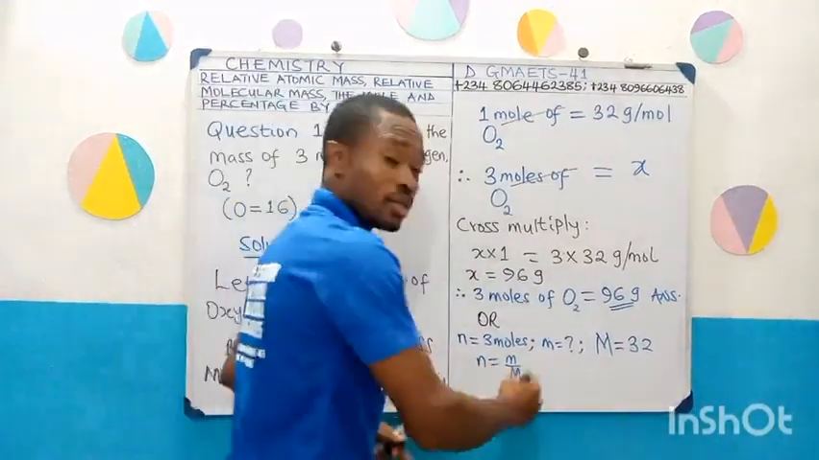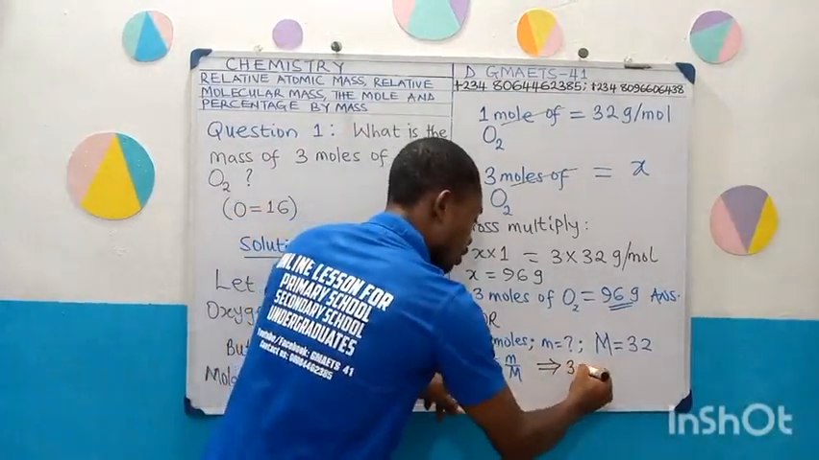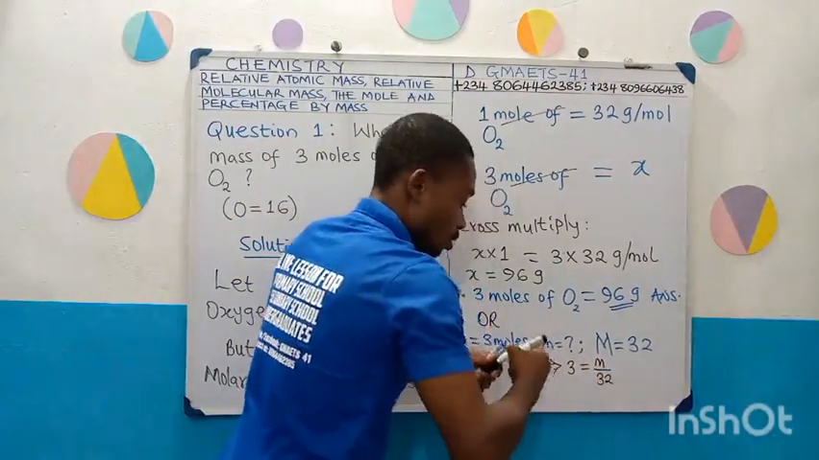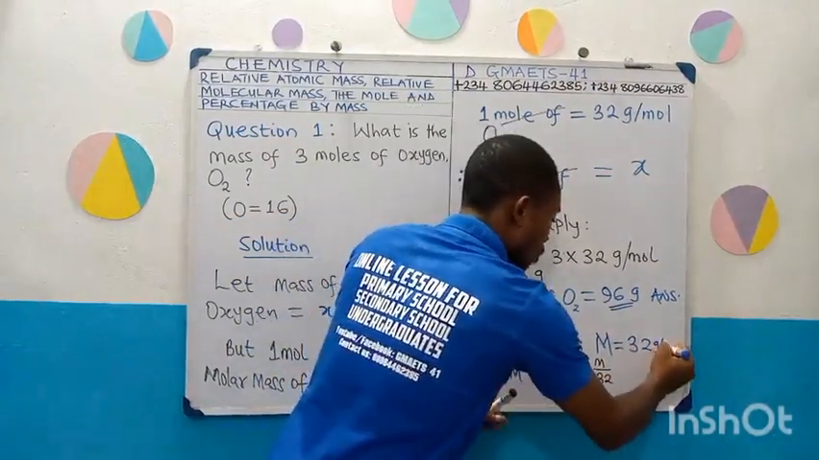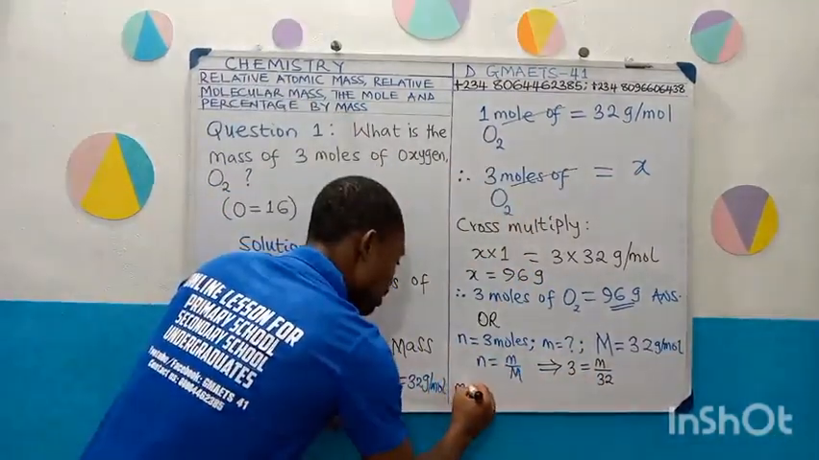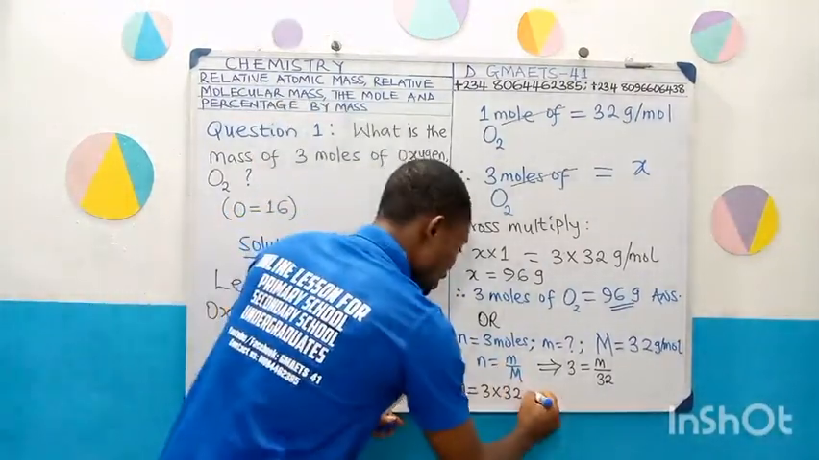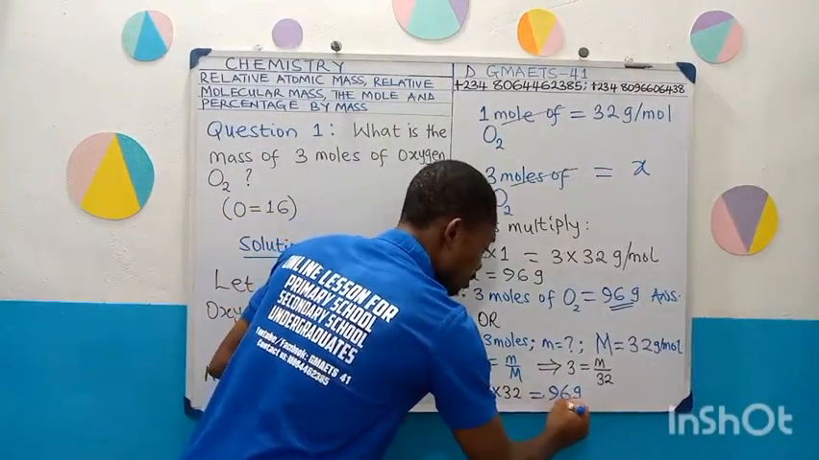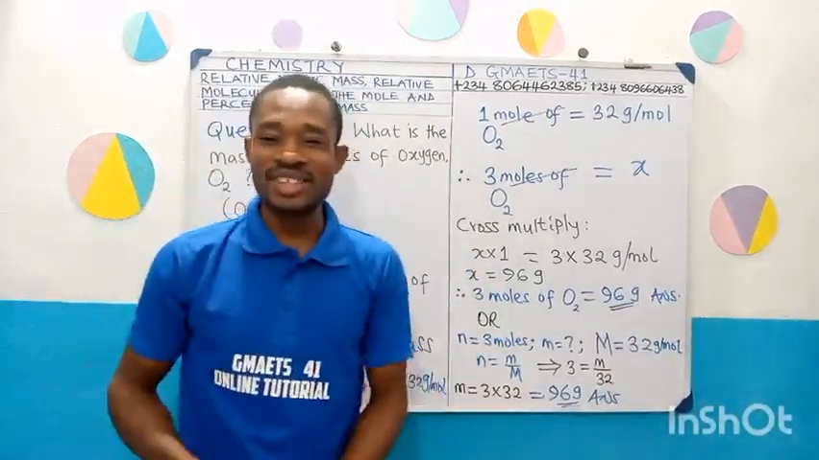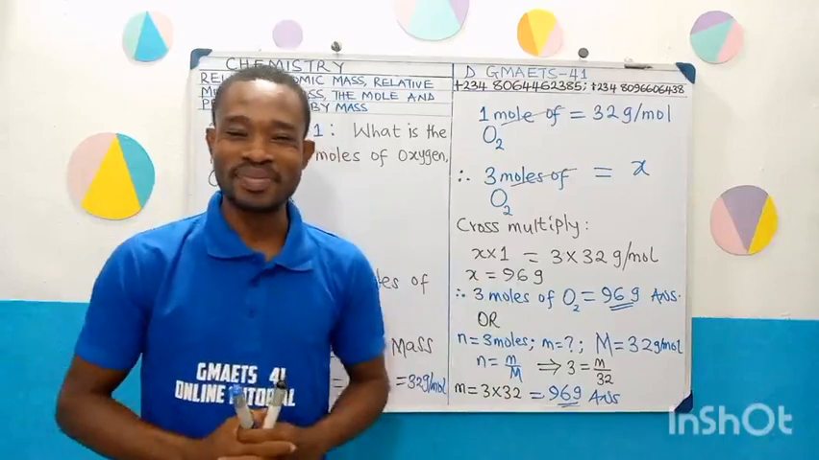If you use this formula, what does it mean? Let's substitute and see what we will get. In place of n, I'll put 3. Mass, I don't know. I'll have that divided by molar mass, which is 32. Molar mass is in grams per mole. So from here you cross multiply, you know that. So the mass will give you 3 times 32. 3 times 32 will give us what? 96 grams. Answer. So it's the same as this. You can use the formula directly and get your answer. Is that okay? The choice is yours. I've put you through all the things you need.